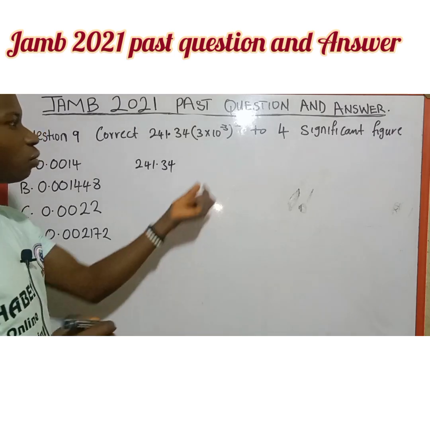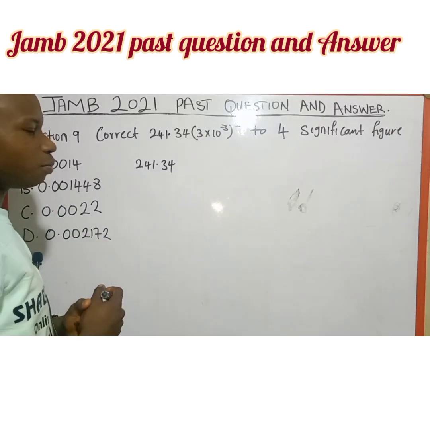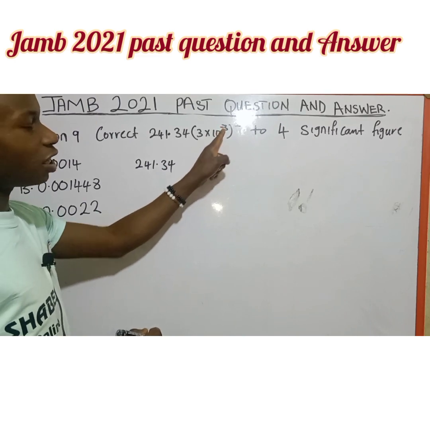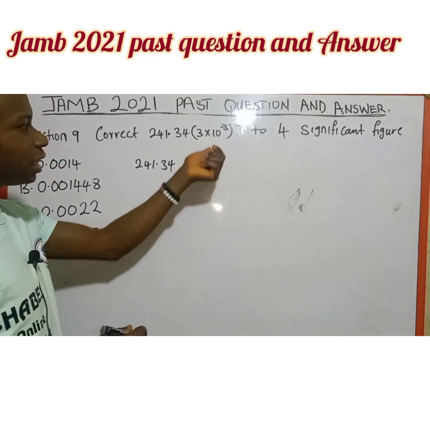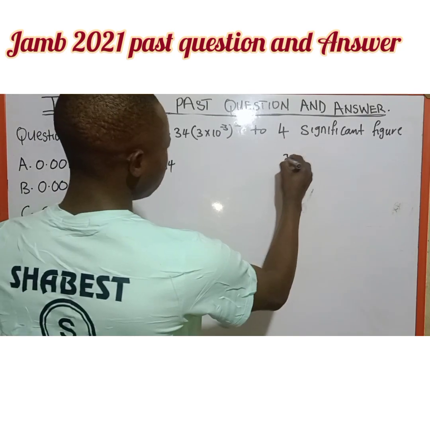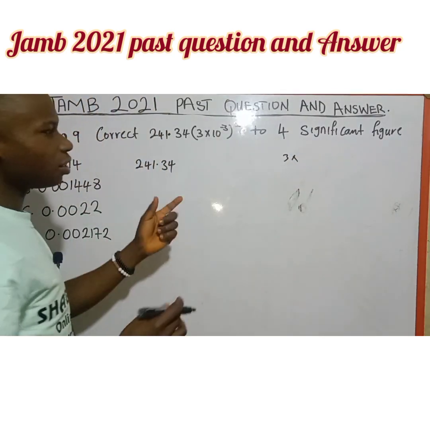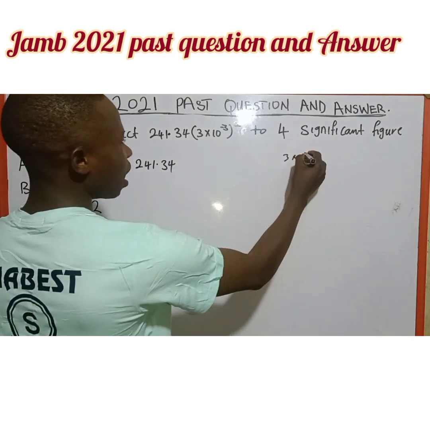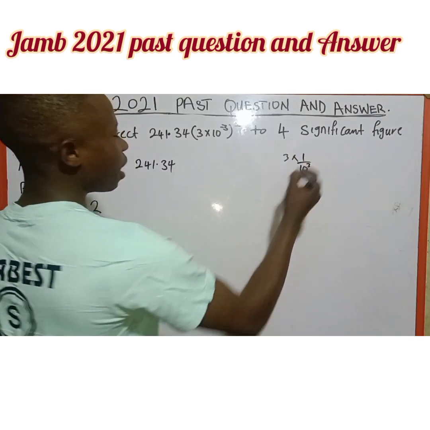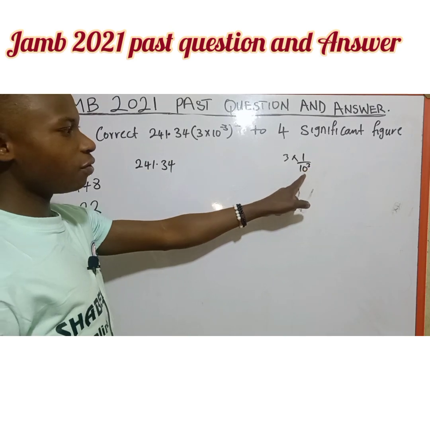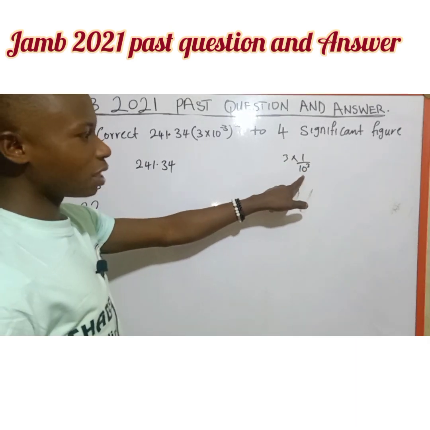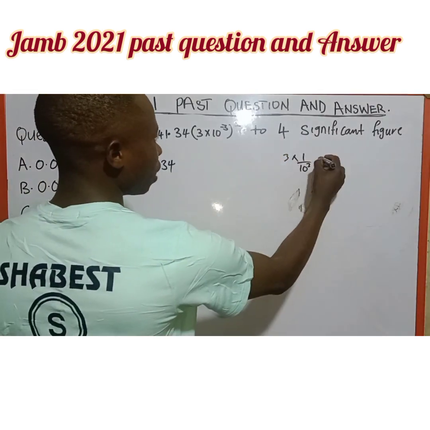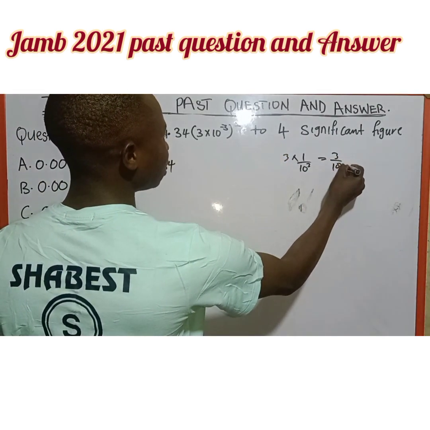So we have 241.34. The first thing we need to do is to simplify inside this bracket. If you have 3 multiplied by 10 raised to the power of negative 3, it implies that 10 to the power of negative 3 is the inverse. If you have a negative power, it means inverse. So we have 1 over 10 to the power of 3. So 10 to the power of 3 is equivalent to 1,000, 10 multiplied by 10 multiplied by 10 to give me 1,000. So we are going to have 3 over 1,000.